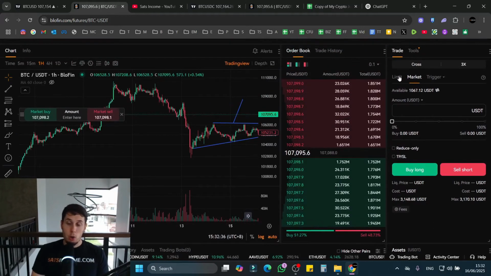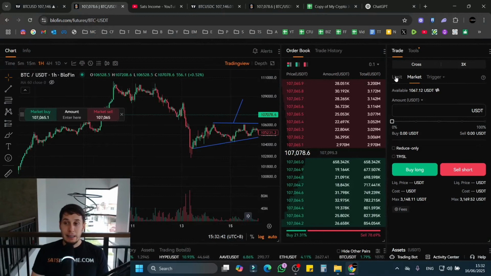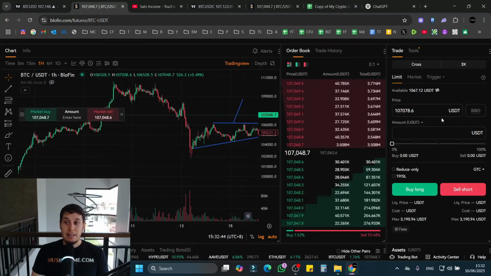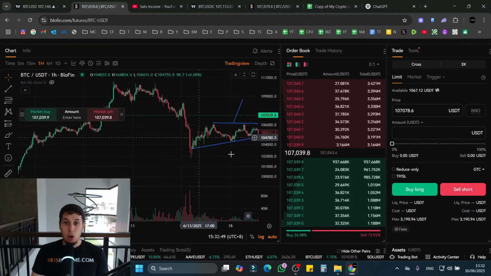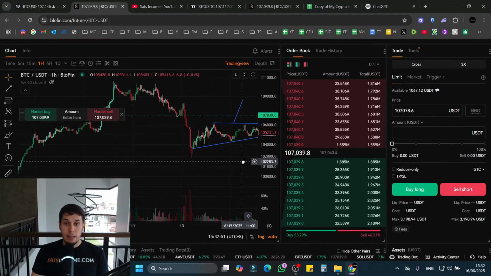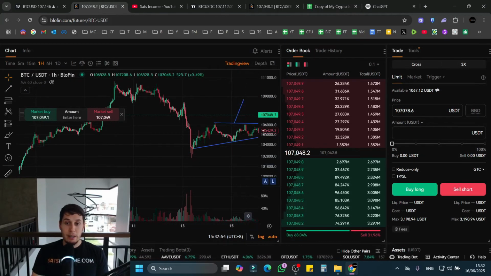So far I showed you how to open trades with limit order and market order. Another thing that I want to show you is how to place stop losses as well as take profits. So going back to the example with the triangle, price is right here at 105K.